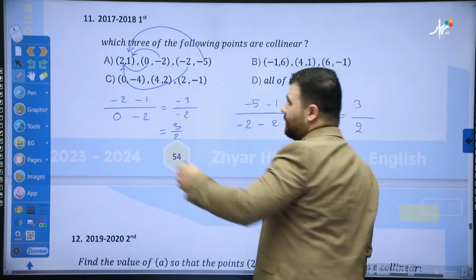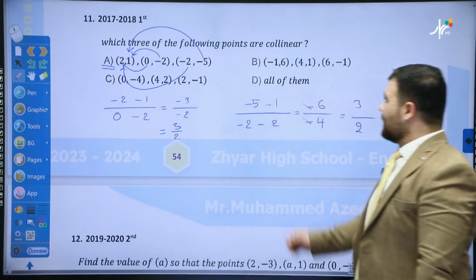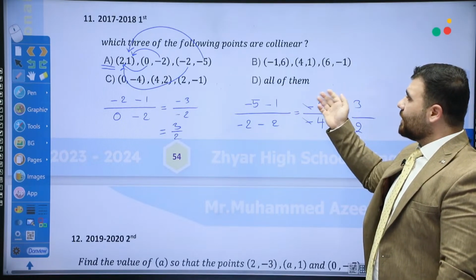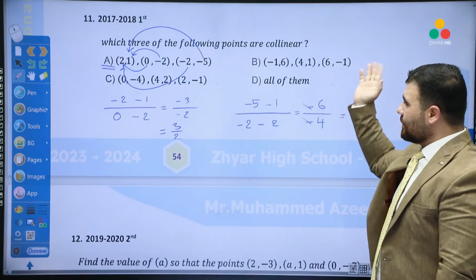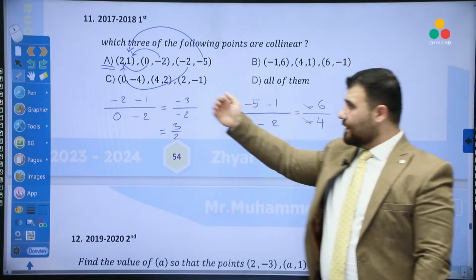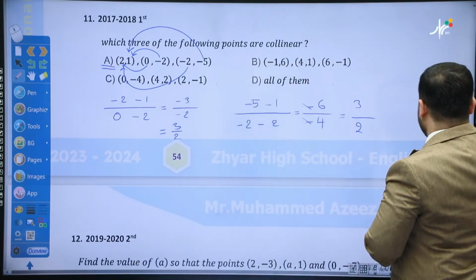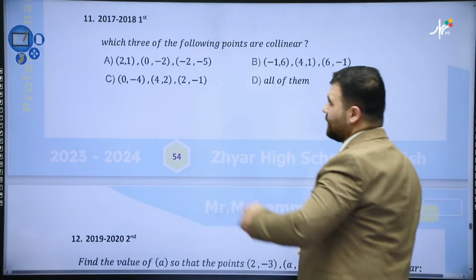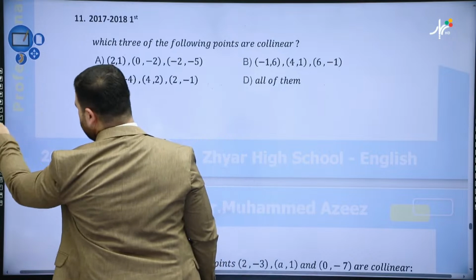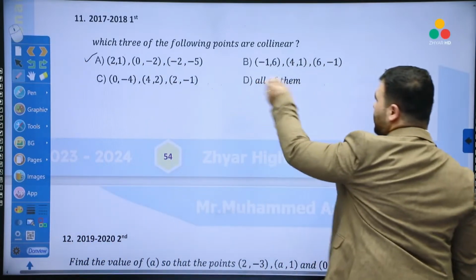The first set of points are collinear, but because there is a choice, all of them, we need to check at least another set of points. If this set is also collinear, then we need to check this one as well. Then all of them will be the correct answer. But for now, these are collinear.